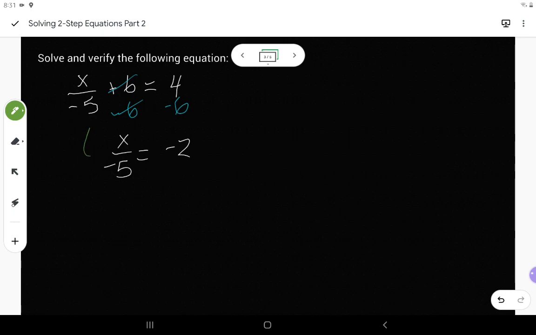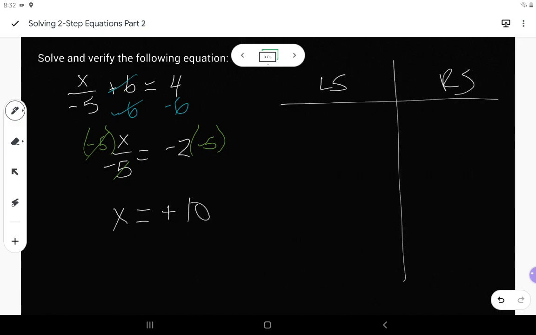Now I'm going to multiply both sides by negative 5. I want to include that negative because I'm going to get rid of everything all at once. Negative 5 divided by negative 5 is 1, which means these cancel, and 1 times x is just x. On the other side, negative times negative is positive, and 2 times 5 gives us 10. We said x should be 10 in this case. So if I have x over negative 5 as my original expression, plus 6 on the left, and on the right we had 4.